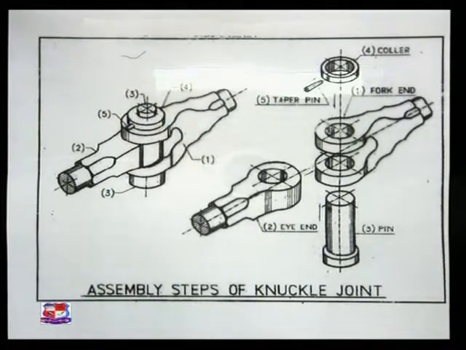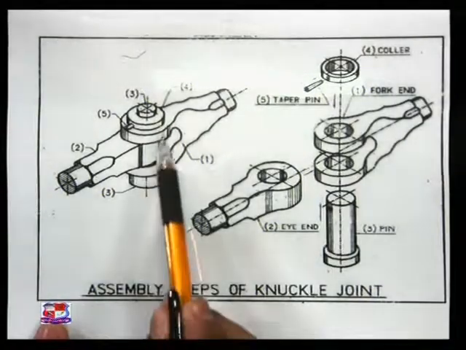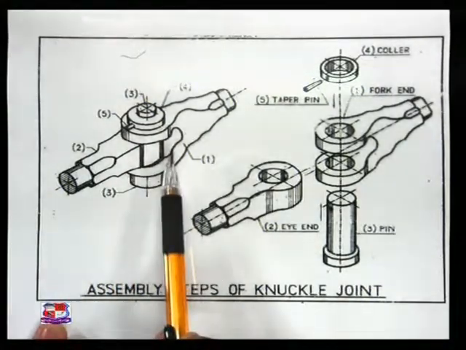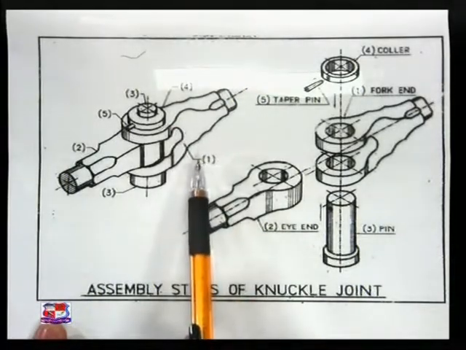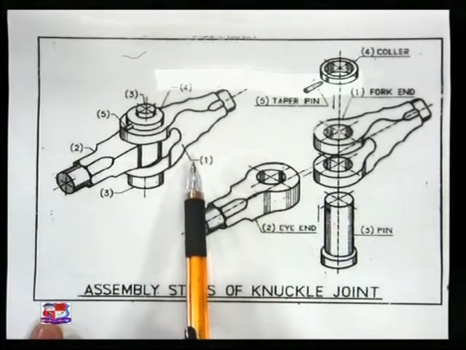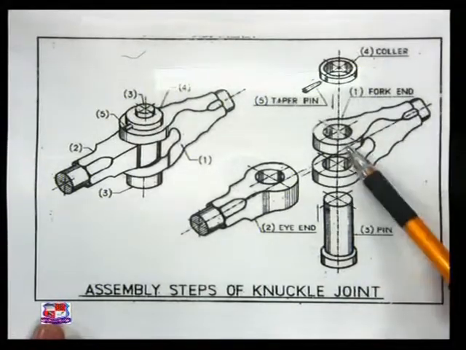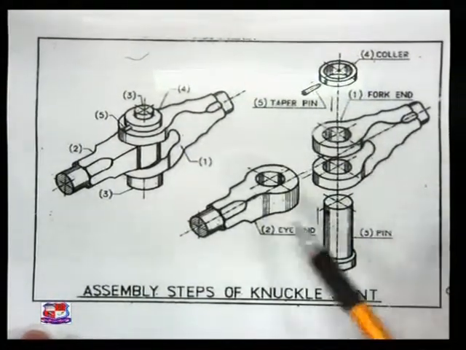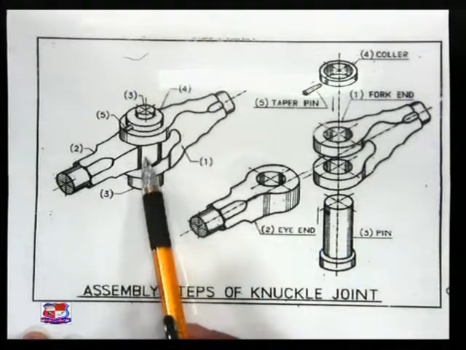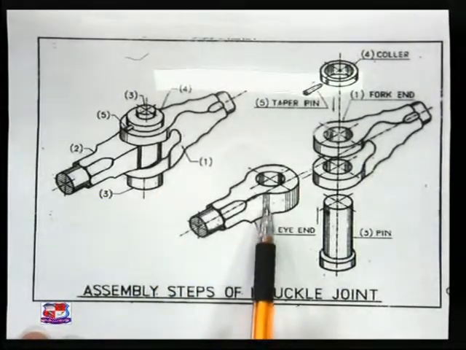Number 1, this is an assembly of knuckle joint, isometric view. This is number 1, which is a fork end. It is like this. Fork end would appear like this in isometric view. Eye end, this is an eye end. Eye end would appear like this. Number 2.